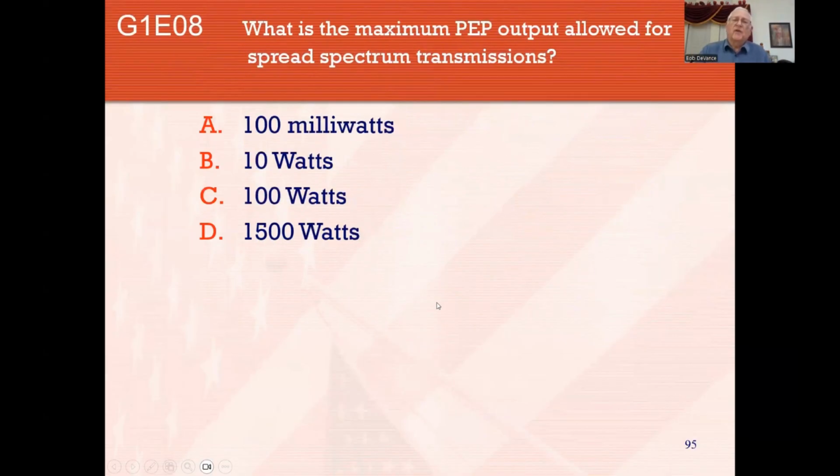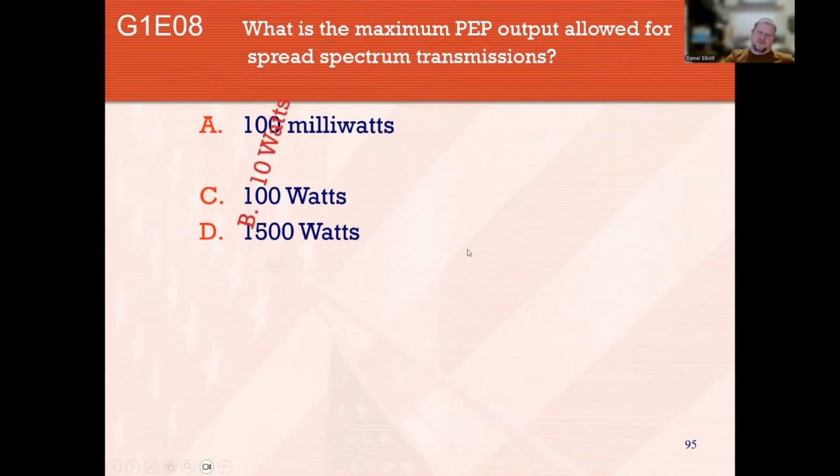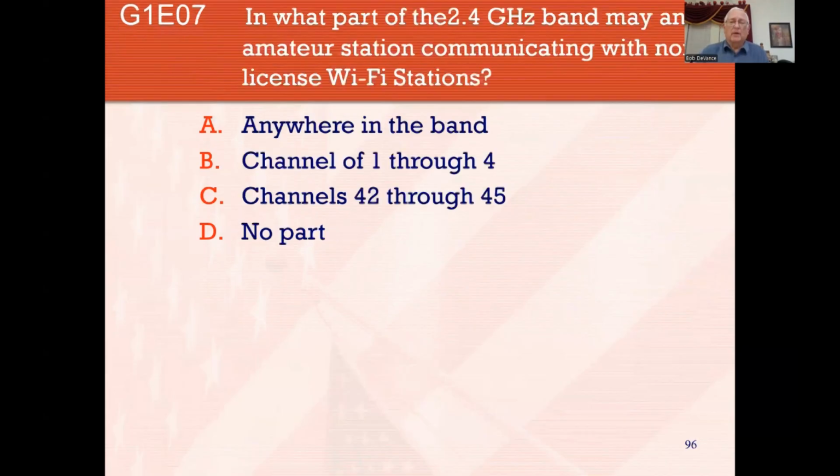Maximum PEP output for spread spectrum transmissions. That's our Wi-Fi world, our 2.4 gigahertz. Max power is 10 watts. Of course, at that frequency, 10 watts is a lot of power.